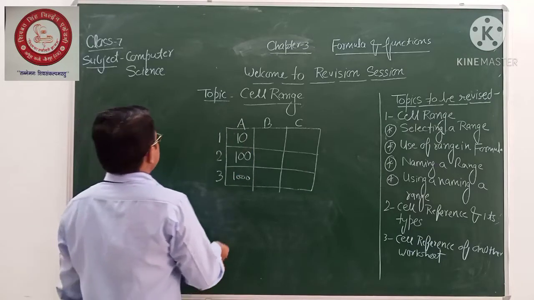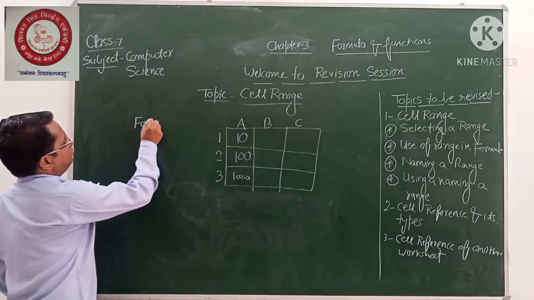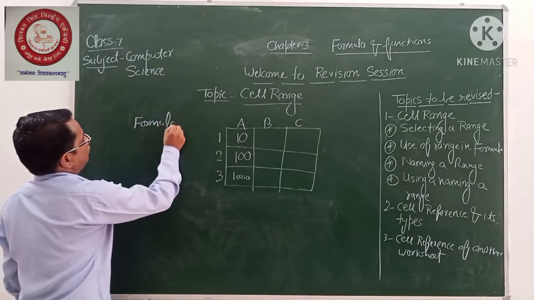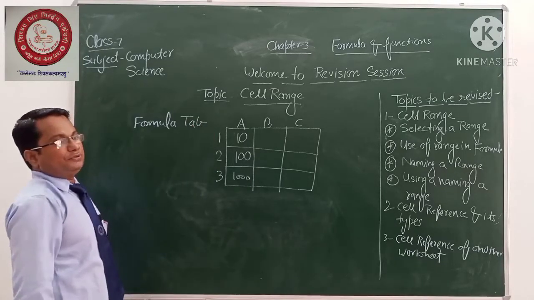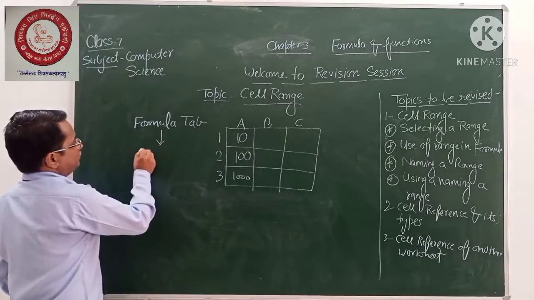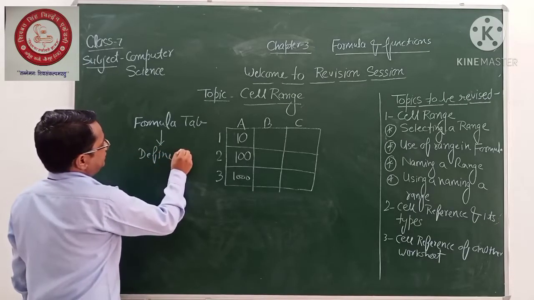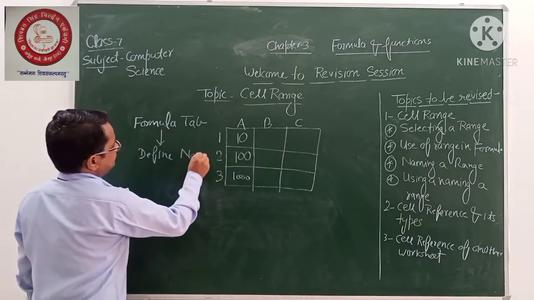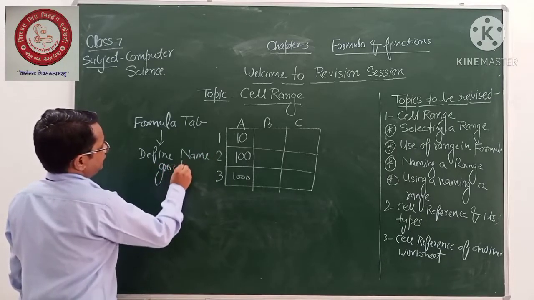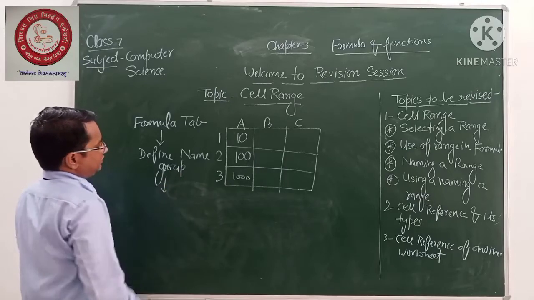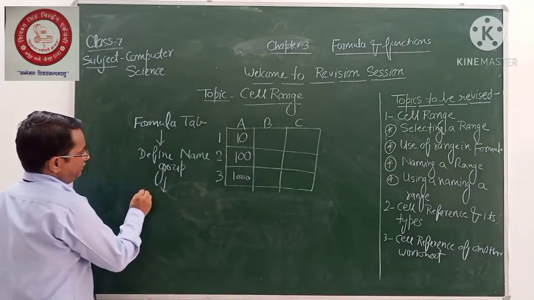Okay, so for this, first of all, you have to go to the Formula tab. There is one group there; the name of the group is Define Name group. After this, what will we do here?